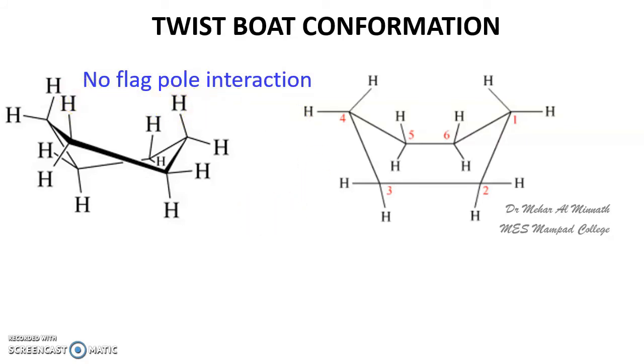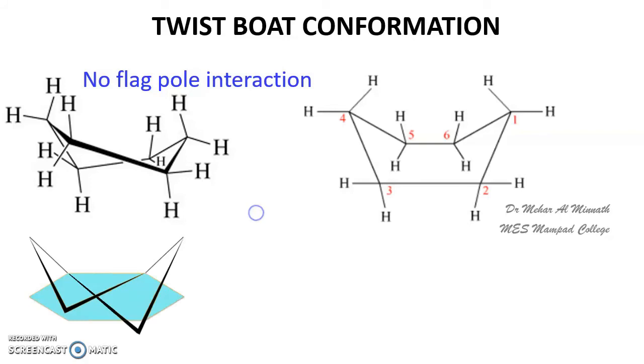Alright. Also, in twist boat form, the carbon atoms are not in plane. All the carbon atoms are out of plane. But in boat, 4 carbon atoms are in the same plane. So there will be steric strain. That's why the hydrogen atoms over here in the boat form are eclipsed. But in twist boat form, we won't have that.